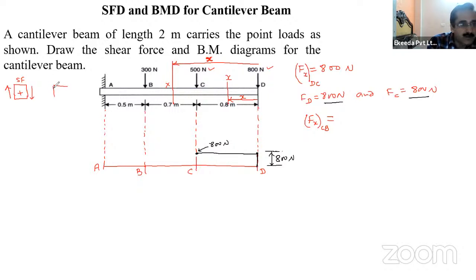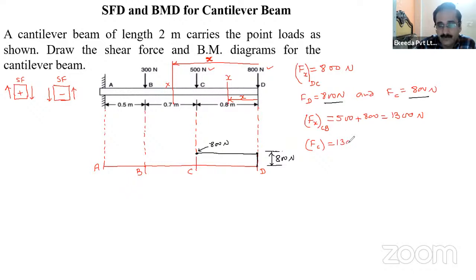Contrary to that, rightward upward and leftward downward is negative shear force. This is the sign convention we have chosen; you can choose any sign convention. So to the right of the section there are two forces, 500 and 800, both positive. So 500 plus 800 is 1300 Newton. And this is constant, as there is no x term. So at C point the shear force is 1300 Newton, and at B point again it is 1300 Newton.